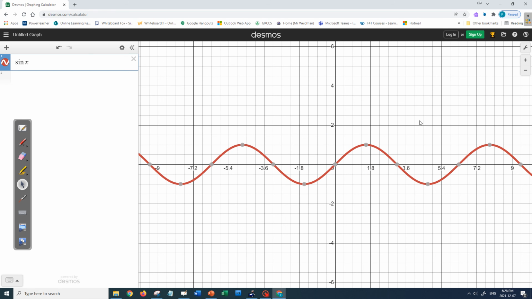The question is, what should be the window on a TI calculator? Again, I'm going to see if I can get this marker just a little bit thicker here. That should be better. There's the sine wave itself. There it is, the up and down motion there.